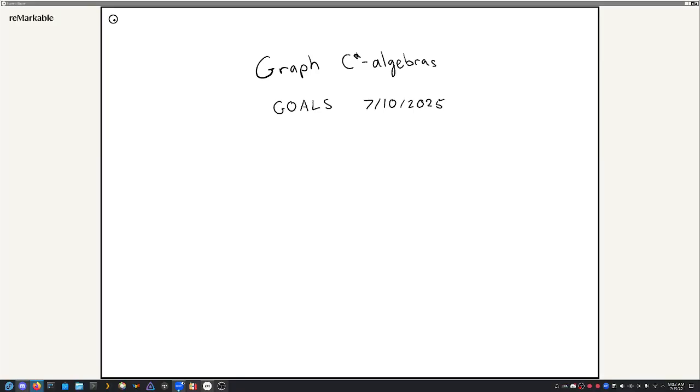Today I'll be talking about graph C-star algebras, but I think first, before even getting into graph C-star algebras, I'll talk about universal C-star algebras, because there are some things about universal C-star algebras that I think are really useful to know here. So let's get into that.